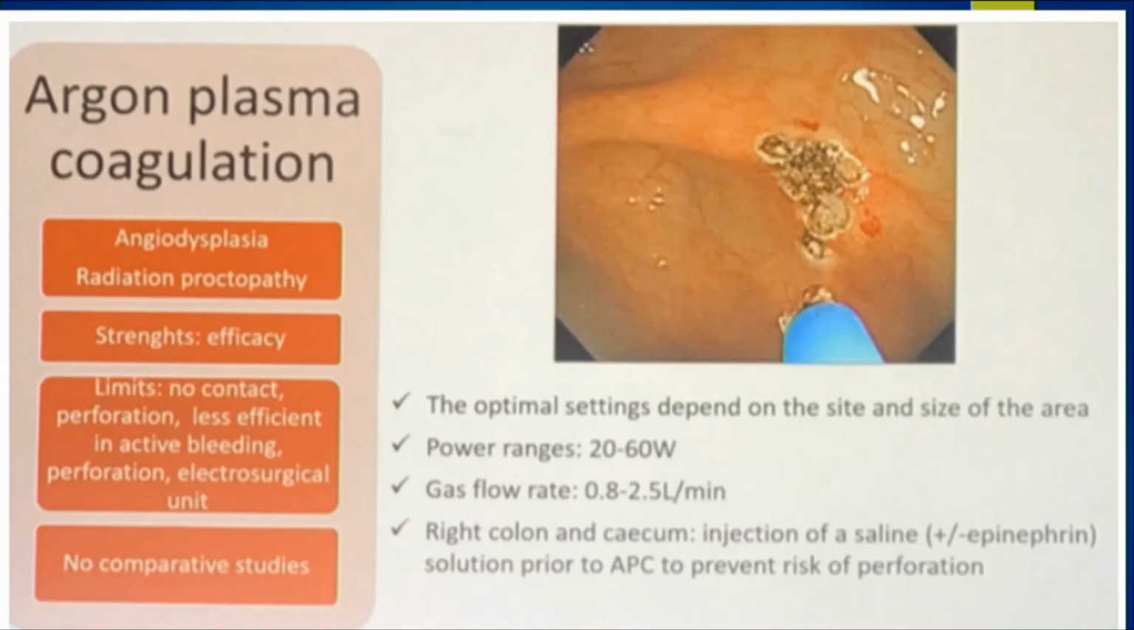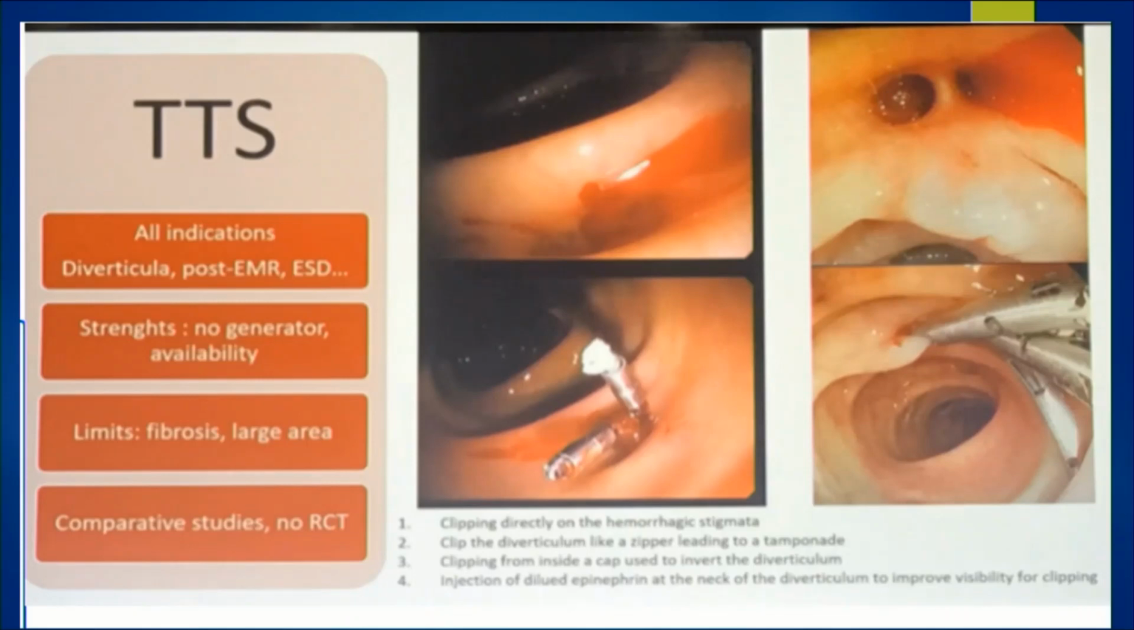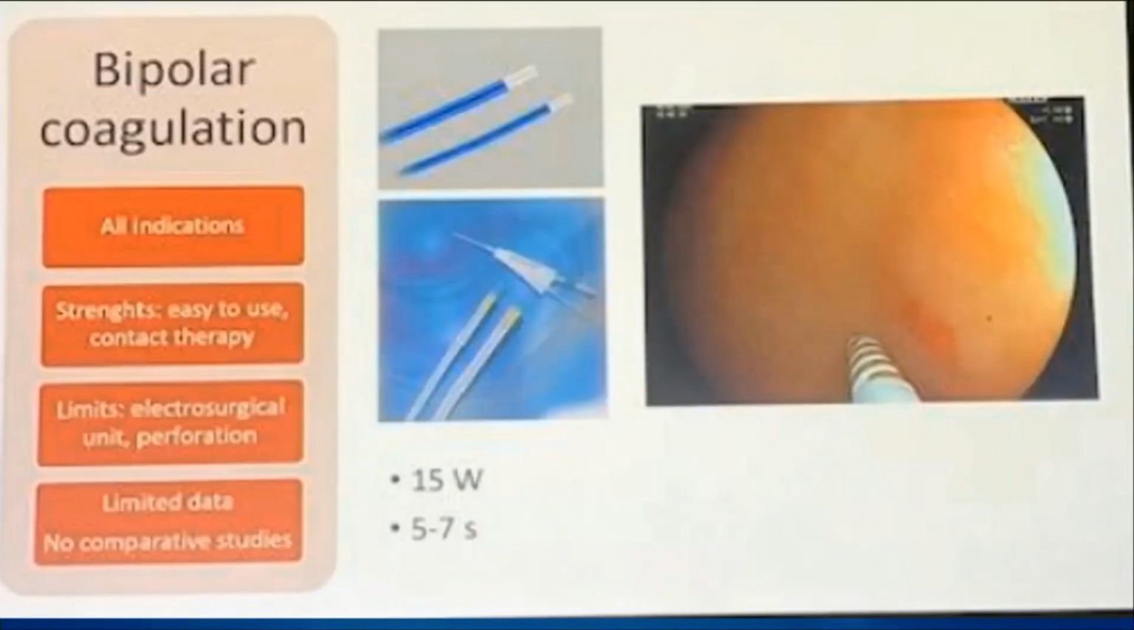The issue here is that the best way to minimize risk is to give low power, 25 or 30. And the other option: I inject adrenaline beneath the lesion, so I can elevate the lesion, and if I do the argon beamer, I don't have the risk of perforation. Clips are also used sometimes in diverticulosis, if you have good access to the lesion. Bipolar coagulation is weak, but it is also appropriate for angiodysplasia. The problem is it is probably expensive.